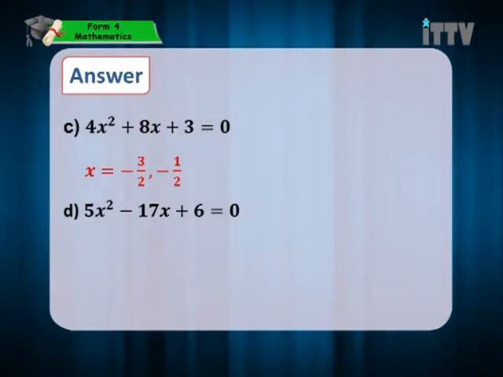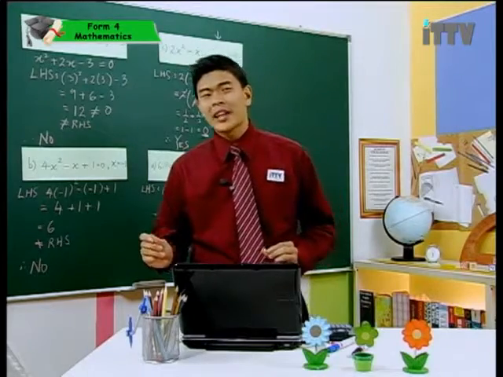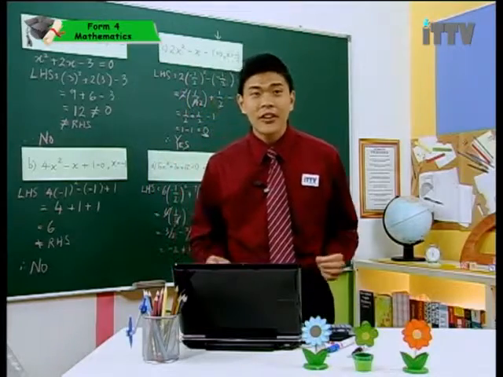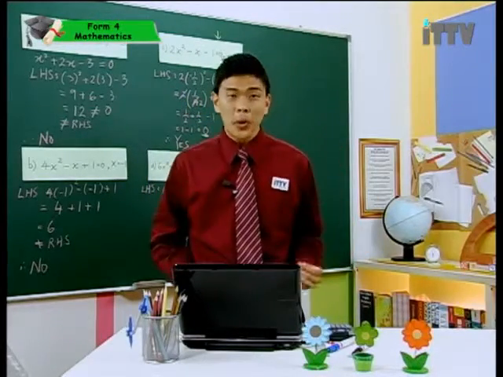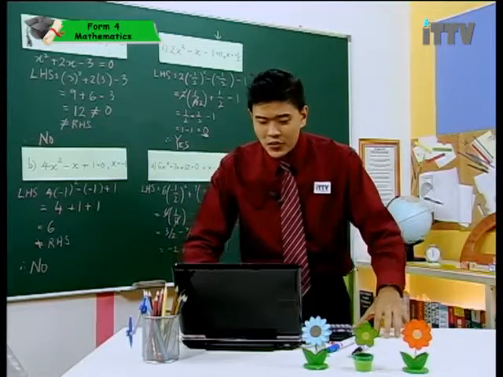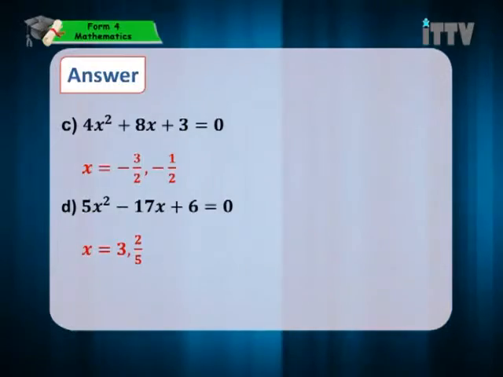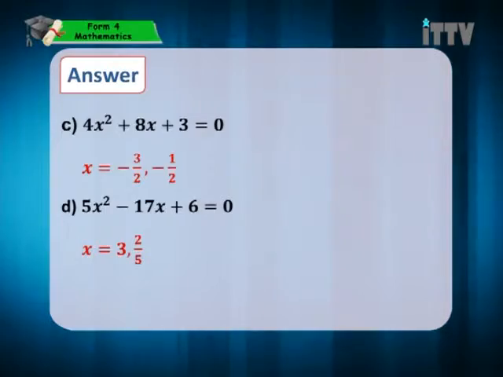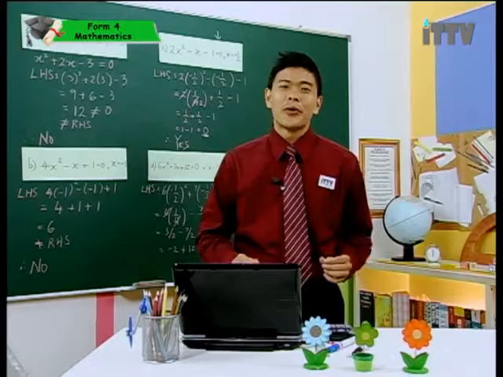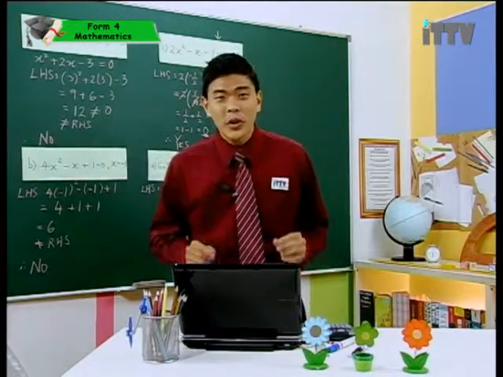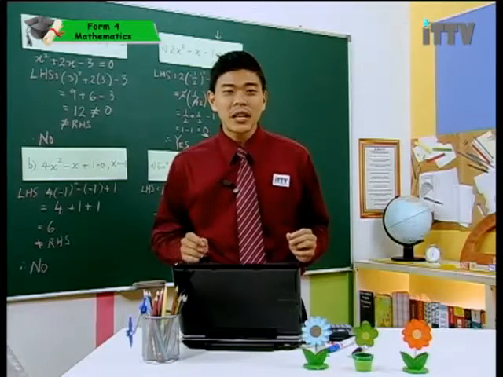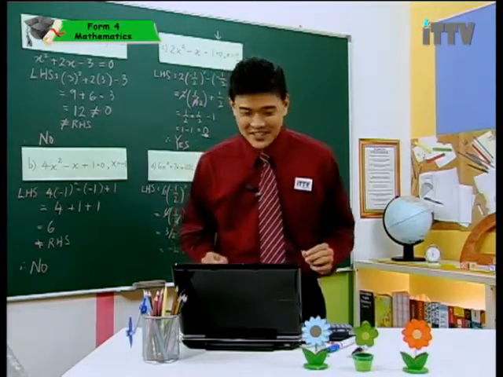So trial and error: get a few random values of x and substitute them inside the left and right hand side till you can equate them. Alright, and the roots for this equation are 3 and 2/5. Now it's time for you to do a quick test. I'll give you some time to do the following exercises.